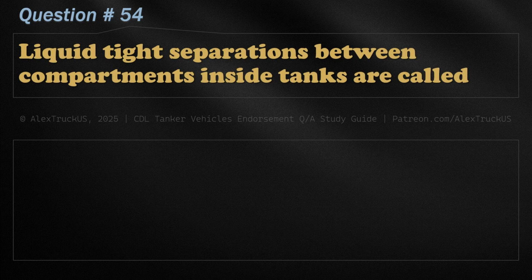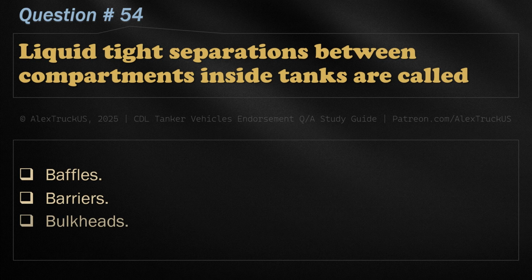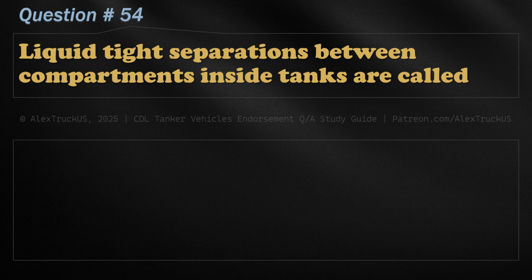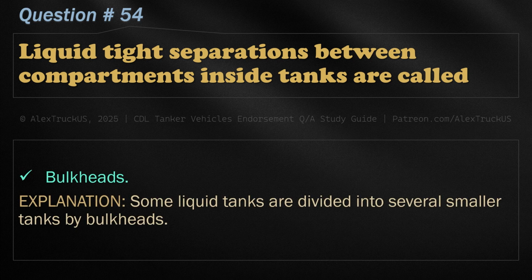Question 54. Liquid tight separations between compartments inside tanks are called baffles, barriers, bulkheads. Correct answer is bulkheads. Some liquid tanks are divided into several smaller tanks by bulkheads.